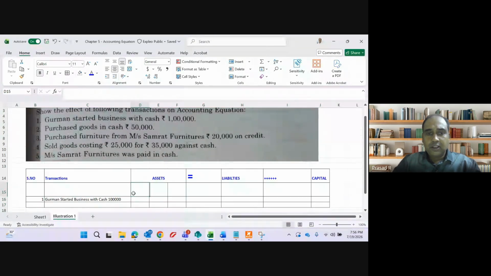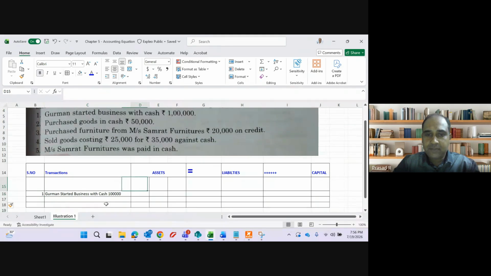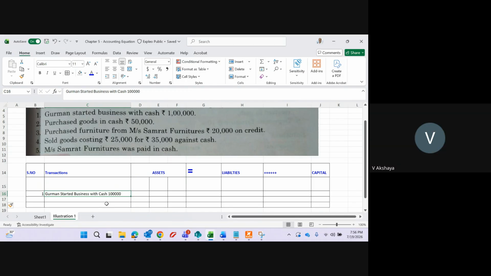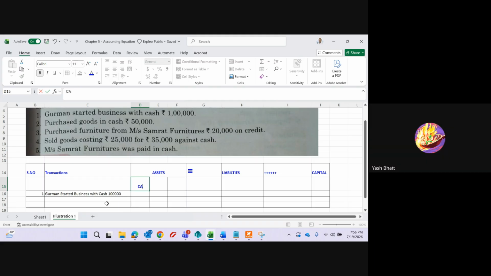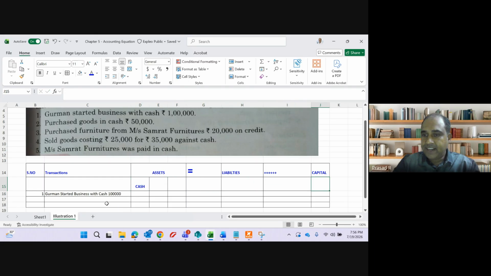So now two accounts would have been impacted, guys. Under assets, which are the 2 accounts this will impact? Gurman started business with cash 1 lakh rupees. Asset and capital, sir. In asset, which asset? Cash. And the second account is capital. So I will put 1 lakh under cash and 1 lakh under capital. Any doubt? No, sir.